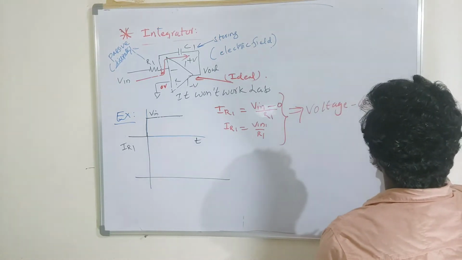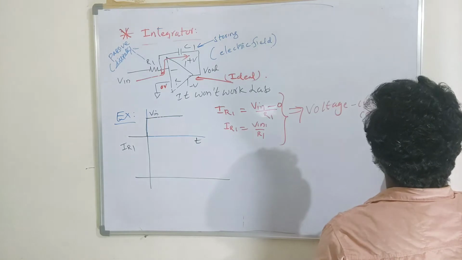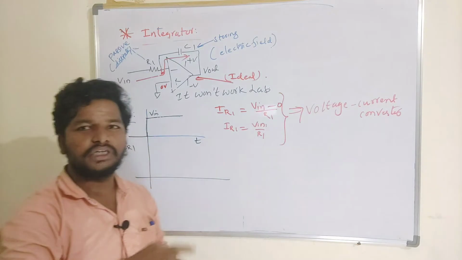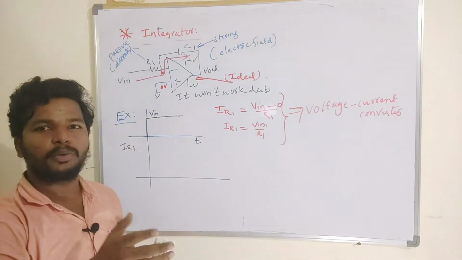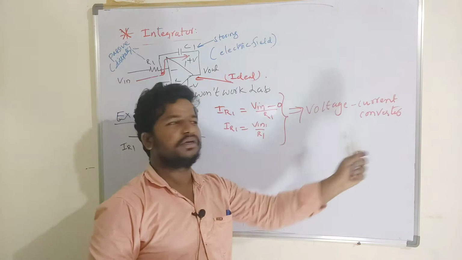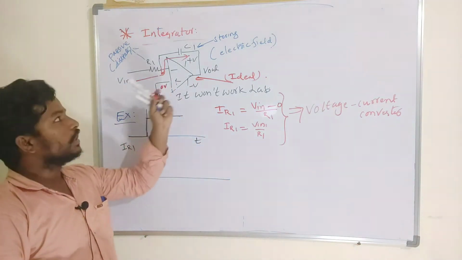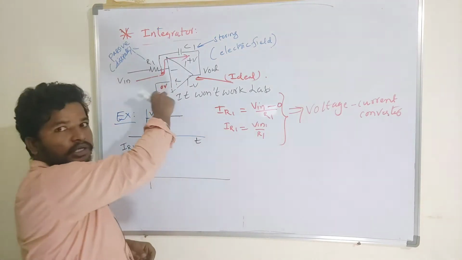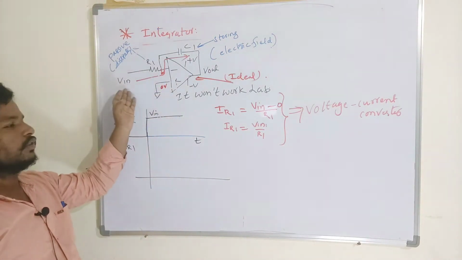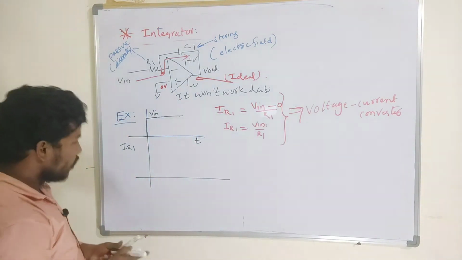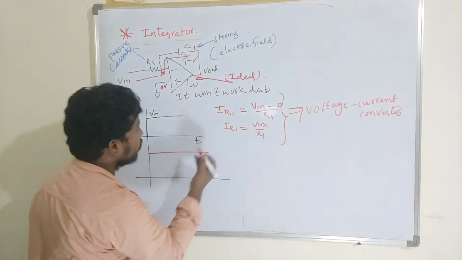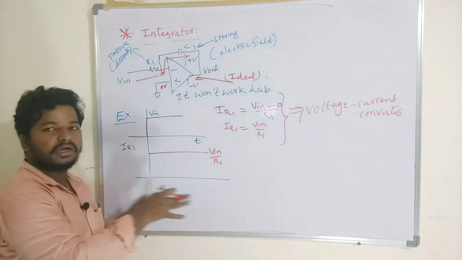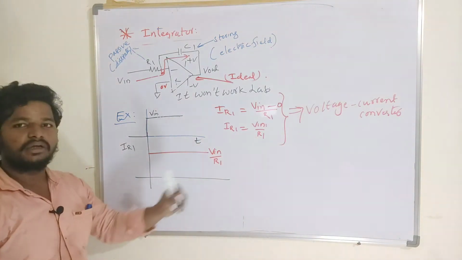We also said that one of the linear applications of the operational amplifier is as a converter: voltage to voltage, voltage to current, current to voltage, and current to current. When I give an input to the inverting terminal, because of the virtual ground concept, it converts the input voltage to current. The current flowing through the resistor is V input by R1, and the same constant current flows into the capacitor.